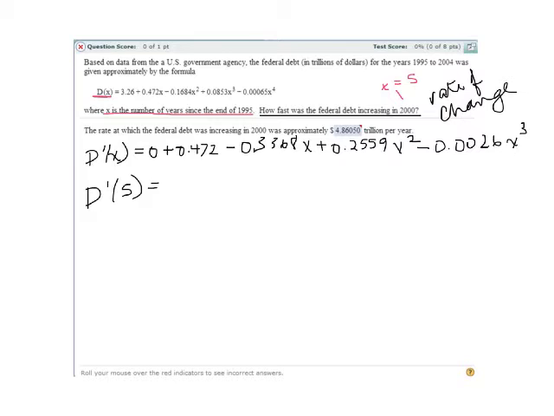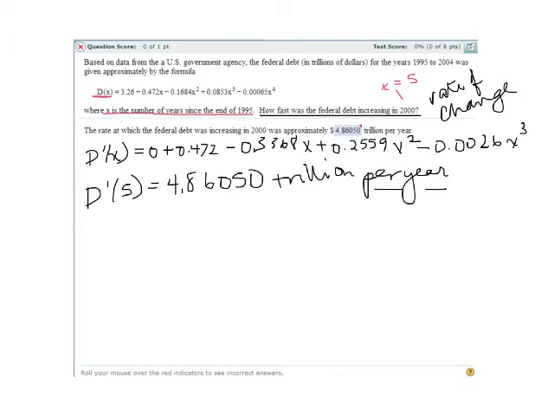Okay, so I'll go ahead and let you plug that into your calculators, and when we do, we should get a result of 4.8605 trillion per year. And notice that since this is a rate, it's something per year, just like your speed is a rate. So it's miles per hour, or your gas mileage is a rate. So it's miles per gallon and that sort of stuff.